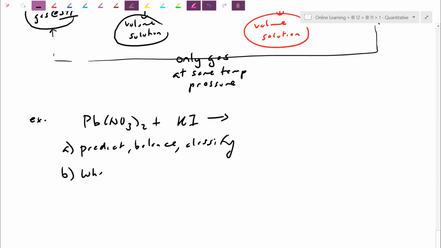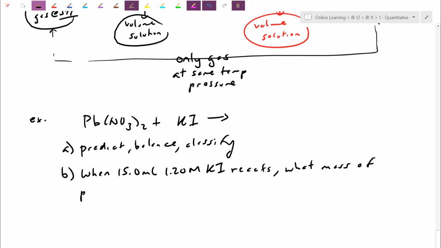So I'm going to give you some random numbers here. When 15 milliliters of 1.20 molar KI, so that's going to be a solution, when that reacts, I want you to find what mass of precipitate forms. So what you're going to need to do here is actually quite a lot of practice. Actually, you'll need to predict, balance, classify. You should be able to pretty easily tell me a single replacement. Check through the compounds. This word precipitate, remember, it means this is a solid that crashes out of solution.